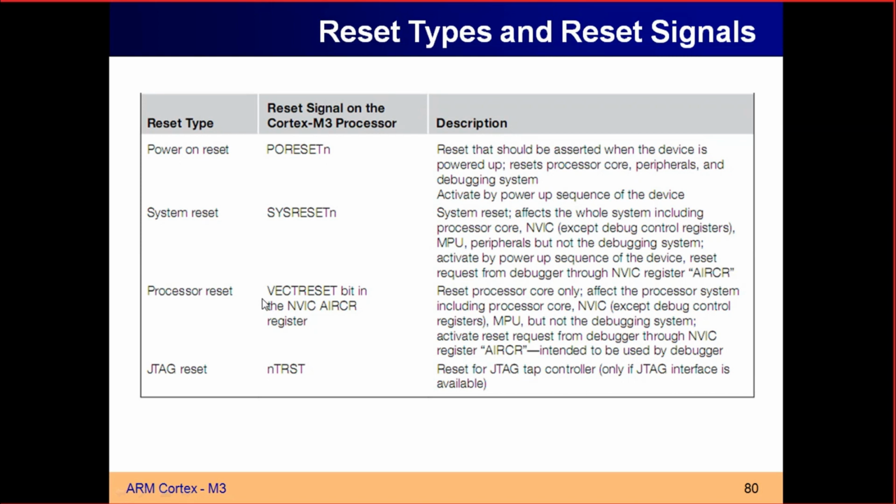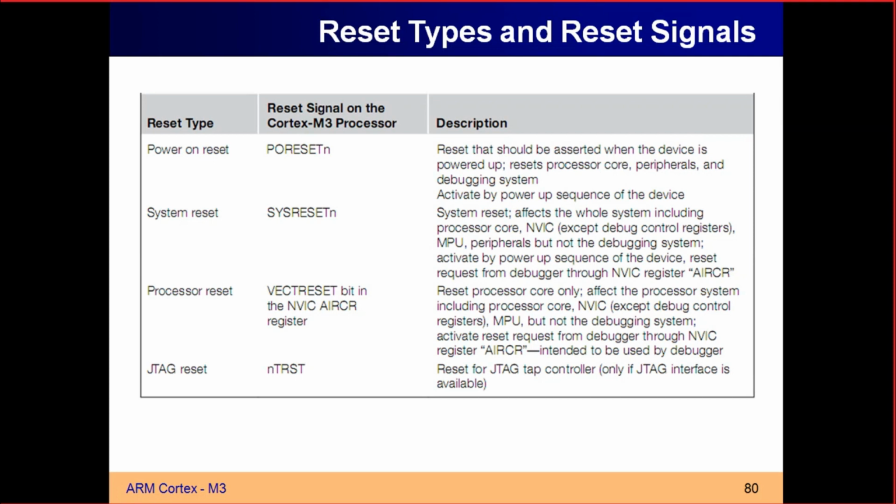Right. Then the next type of reset is processor reset. From the name itself you will get the idea. It will reset the processor core. Right. So it will affect the processor system including the processor core. But again, the debug system will not be reset. And the peripherals also will not be reset. Only the processor core will be reset.